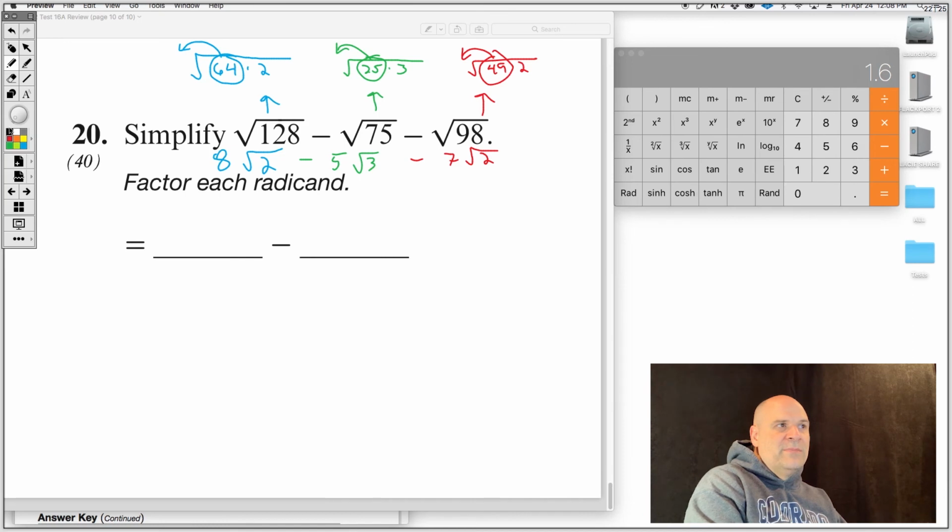So now you can combine like terms here. Look at what you're combining. You can combine these radicals: 8 radical 2's minus 7 radical 2's is just 1 radical 2. You don't need a 1 there. Minus 5 radical 3.